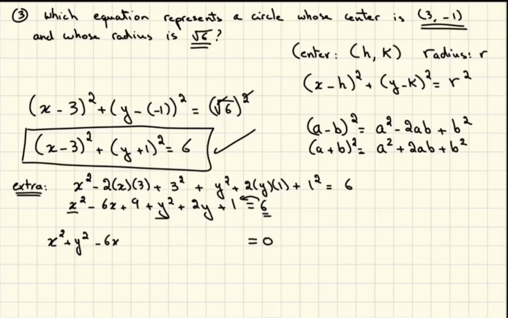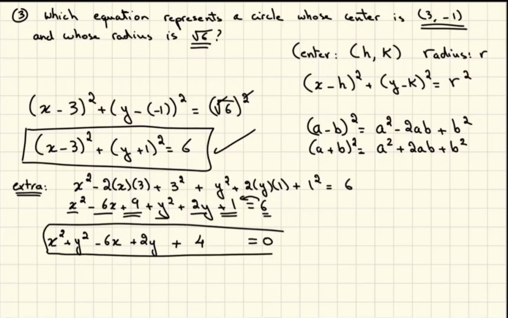Then minus 6x, then plus 2y, and then I have 9 plus 1 is 10, and I move the 6 to the other side, it becomes minus 6. So 10 minus 6 will be plus 4 equals 0. So if they want the expanded form, this will be the correct answer.